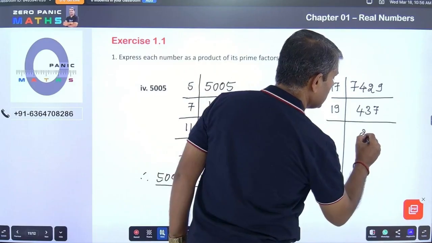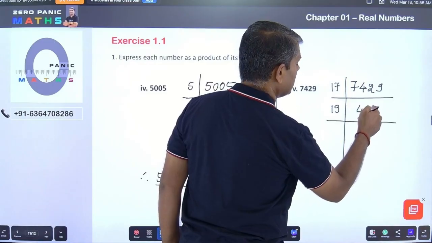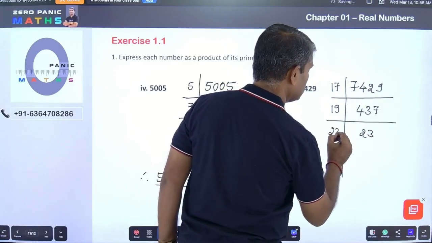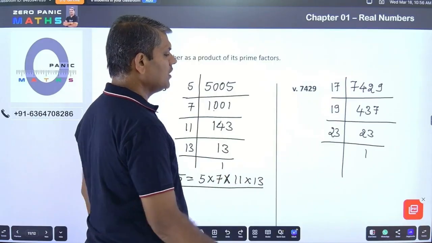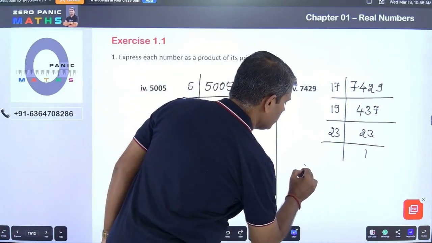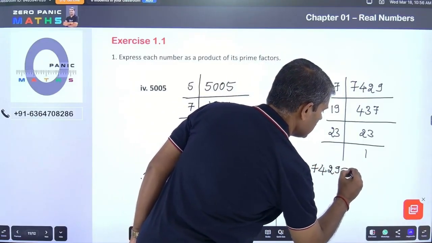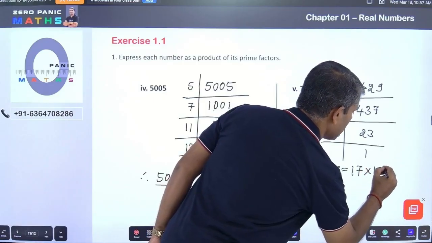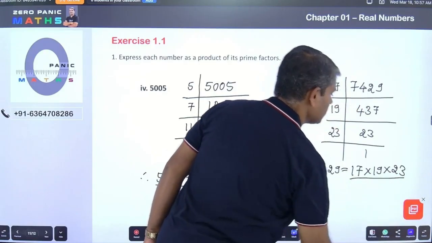19 twos are 38. So among 43, 38, 5 remains, 57. That is 19 threes are 57. So 23 itself is a prime number, 23 ones are 23. It is a little bit different from the others, okay, but with the trial and error method you can find it out. Therefore 7429 is represented by its prime factors 17 multiplied by 19 multiplied by 23. It is the prime factorization of this.